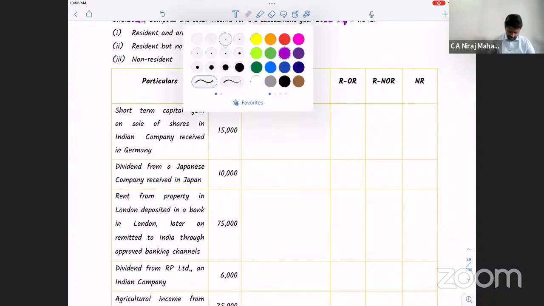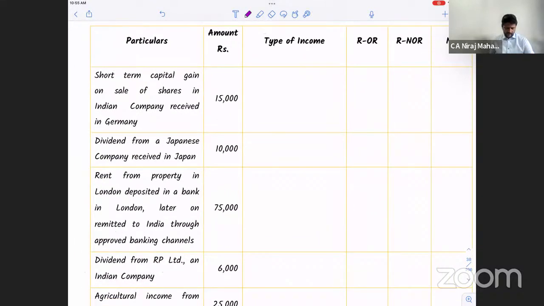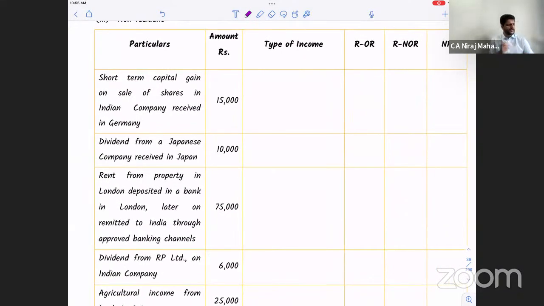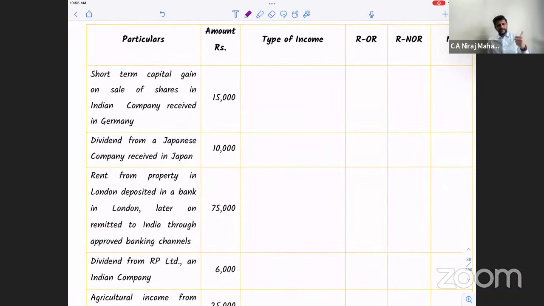Clear? Ready? First one: short-term capital gain. How many heads of income do we have? We have 5 heads of income: salary, house property, business or profession, capital gain, other sources. So we have some short-term capital gain on the sale of shares in an Indian company, but the money is received in Germany.